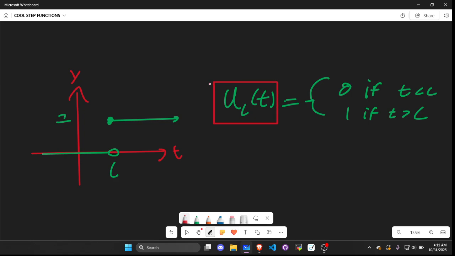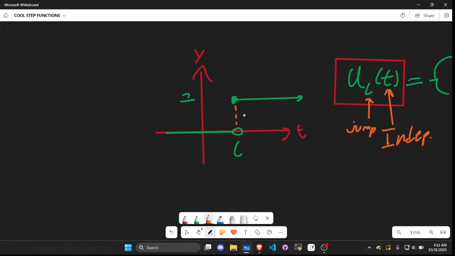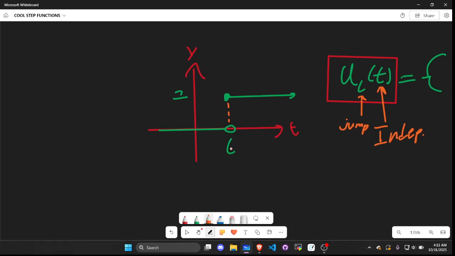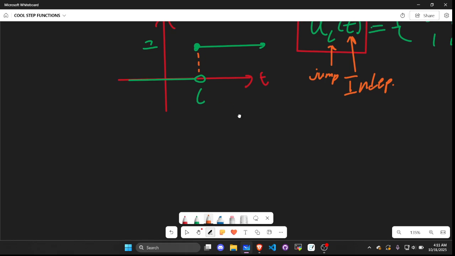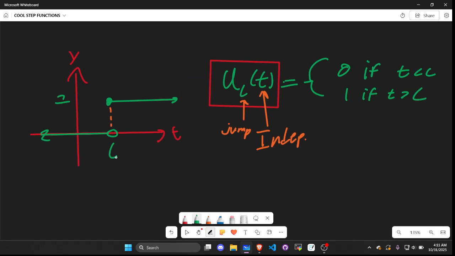This notation just means u for unit. I don't know what it actually means. u for the step function, c is where you do the jump, and t is your independent variable. So we're going to write that independent, and this will be the jump point. Technically the function exists at both the left and the right, but the limit as the function approaches c does not exist, which is interesting. So that's basically a quick definition of a step function.